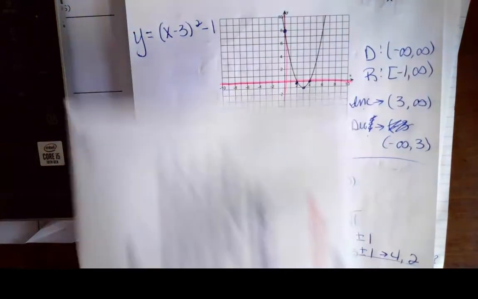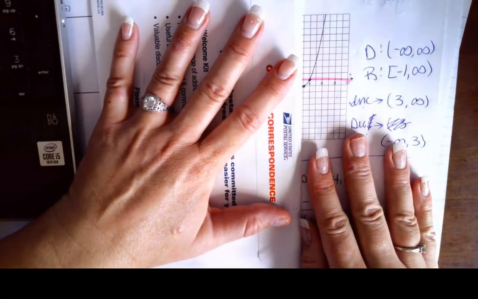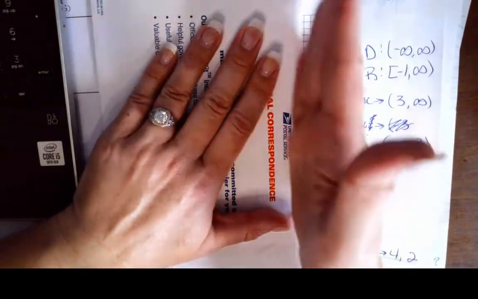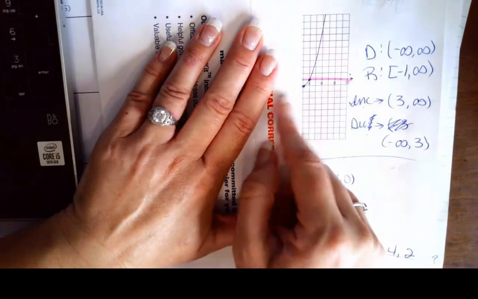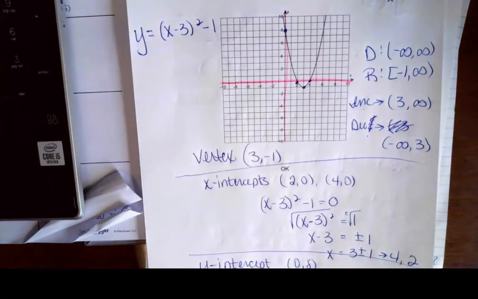And then it's going to be increasing from that same point. So from here for the rest of its life, it's going up. So from 3 on, it's going up. So it's increasing from 3 to positive infinity.